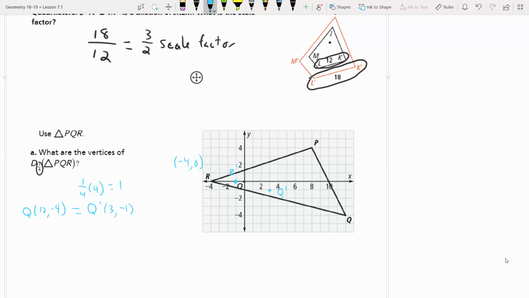And our last one is point P. Point P is the point 8, 4. Well, if I do 8 times 1/4, I get 2. If I do 4 times 1/4, I get 1. So P prime is the point 2, 1. So if I connect those, I now have a dilation 1/4 the size around the origin.